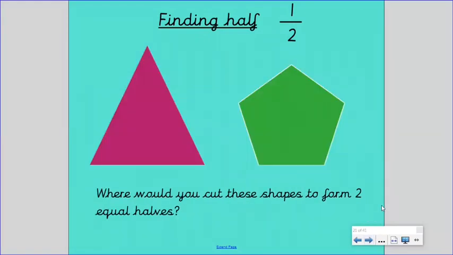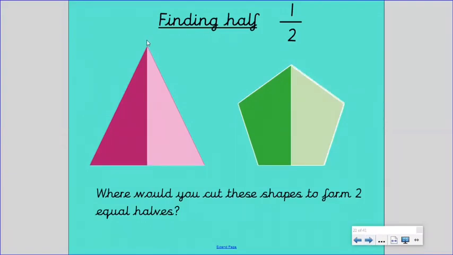Where would you cut these 2 shapes to form 2 equal halves? You can pause the screen here. Where would you draw an imaginary line to cut these shapes in 2 equal halves? You ready for me to show you? We would cut them straight down the middle, making sure that each half is equal. Okay, so we've got 2 parts and 1 part is shaded. 1 out of 2 in total. 1 out of 2, a half.